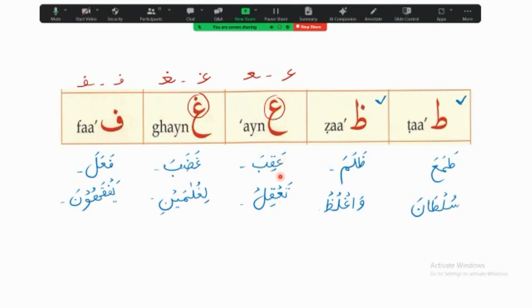So the example is of word aqiba, aqiba, right? The ayn letter is at the start and the shape is like this. We just cut this part from the ayn alphabet, and this looks like this when it comes at the start of the word. But when it comes in the middle, the shape is quite different, right? This looks like this when it comes in the middle of the words. So you see the example of word ta'qil, ta'qil. Here the ayn letter is this one, in this shape here.